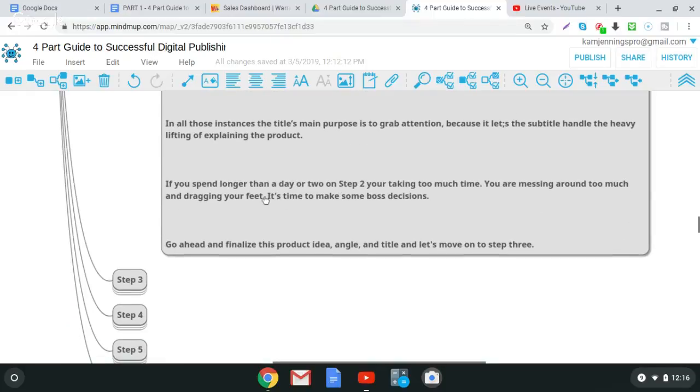If you spend longer than a day or two on step 2, you're taking too much time. You're messing around too much and dragging your feet. It's time to make some boss decisions. Go ahead and finalize this product idea, angle, and title, and let's move on to step 3.